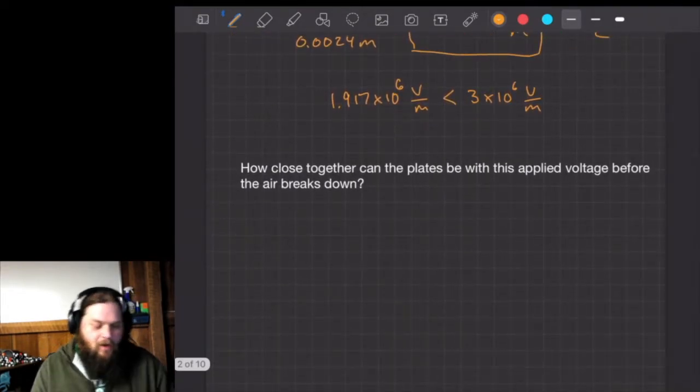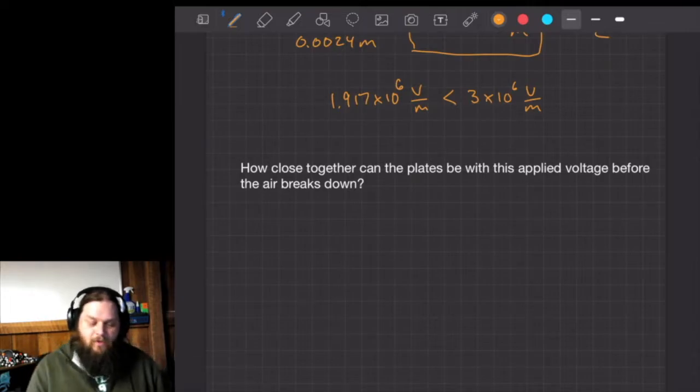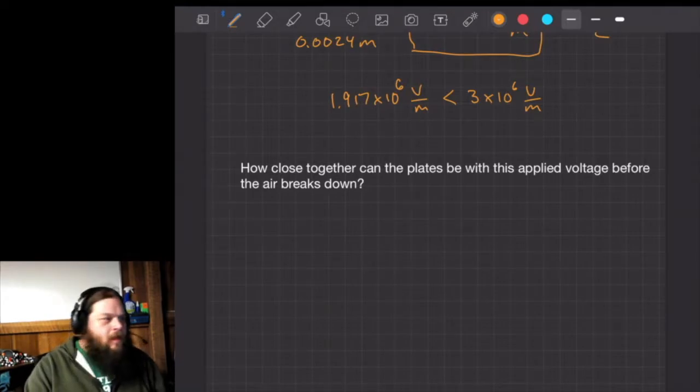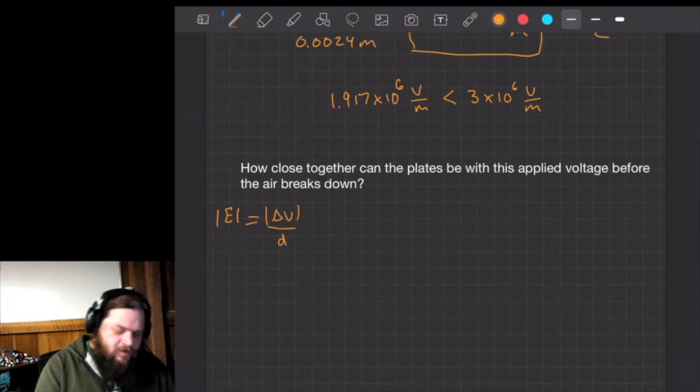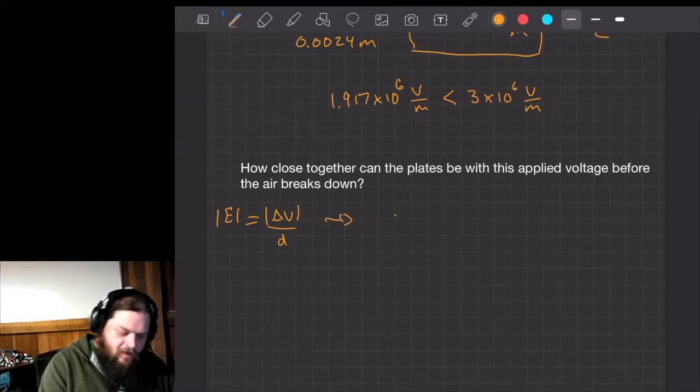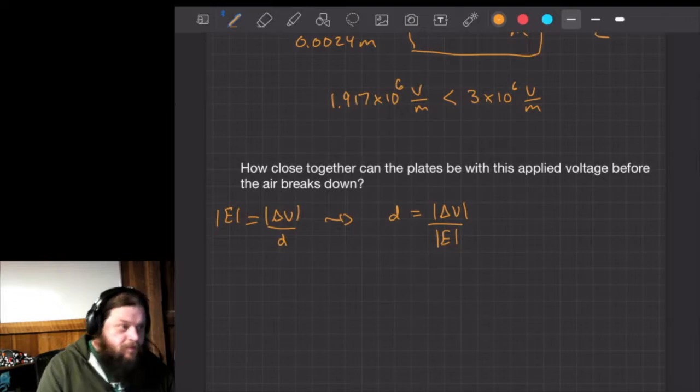So the question then is, how close do they have to be? How much voltage do we have to apply before that air breaks? To determine that, we use that same formula, where the electric field magnitude is equal to the change in voltage over distance, and we just rearrange it for the distance between them. So by rearranging that, we have a distance equal to that voltage over the electric field.